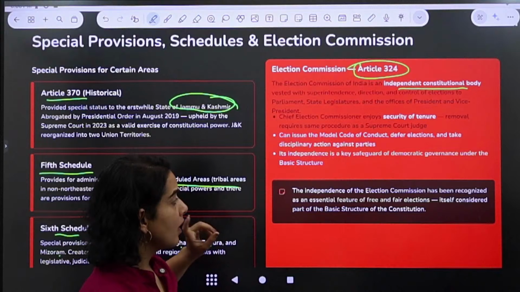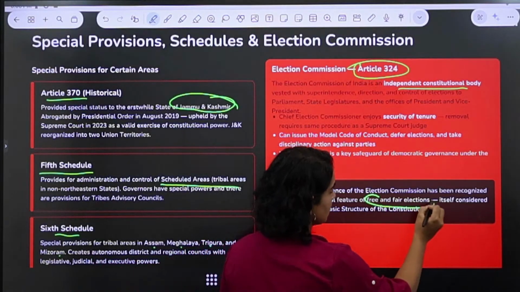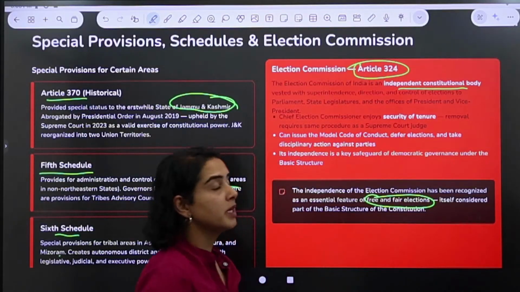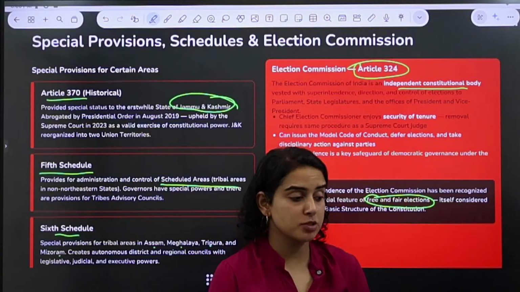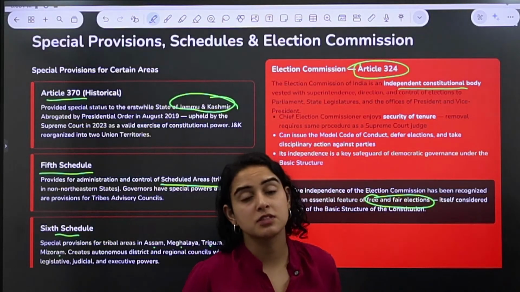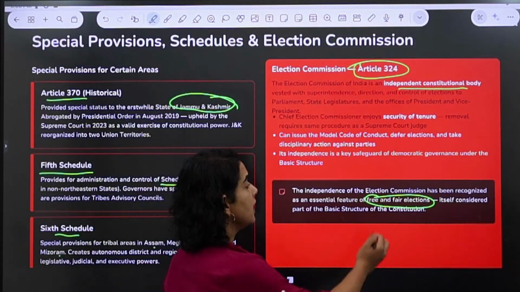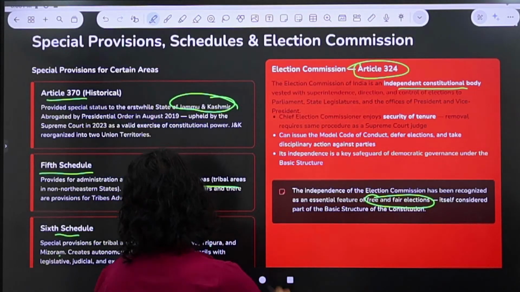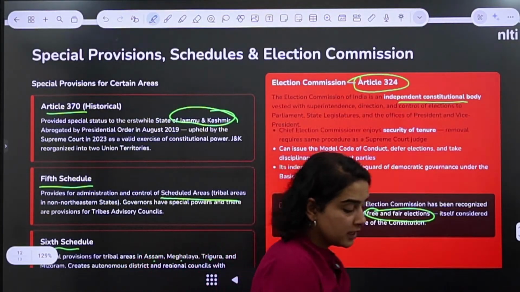Also, free and fair elections is part of the basic structure of the constitution that was recognized in one of the judgments, Indira Nehru Gandhi versus Raj Narayan. In that judgment, it was recognized that free and fair elections are part of the basic structure of the Indian constitution, right? So these are the areas.